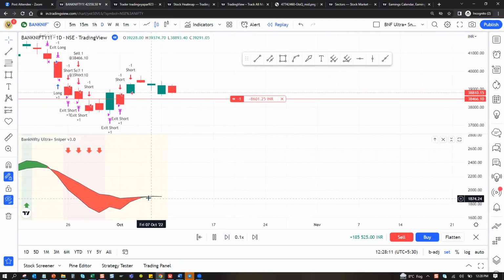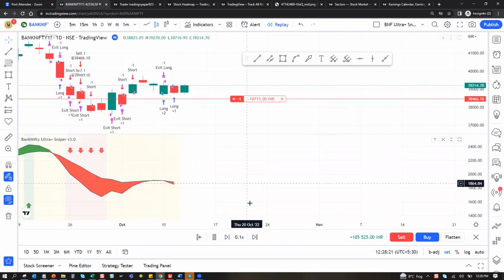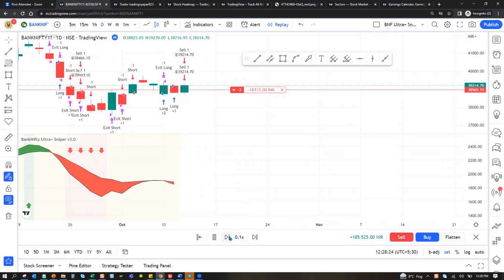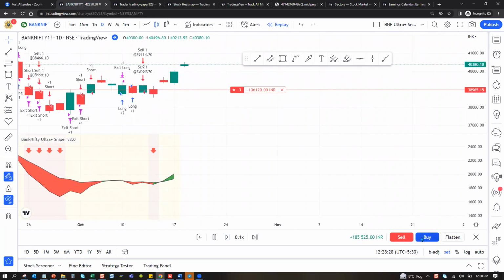Now it's kind of flat. When it is flat, you can still wait unless arrows are not coming. Yeah, it has now opened its mouth. Okay, so you can sell. Buy.